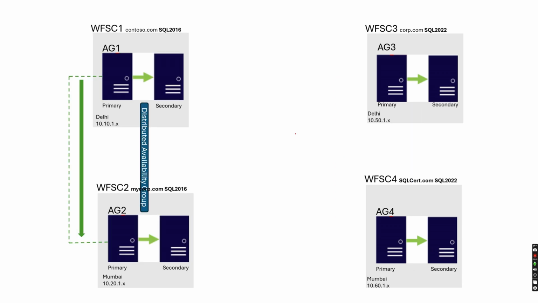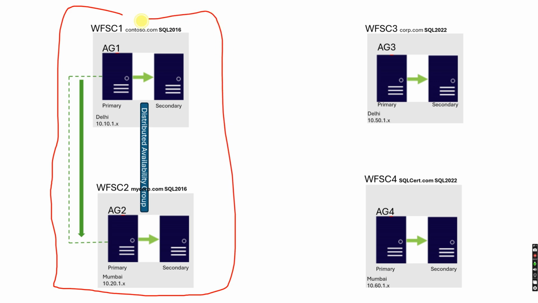So in the demo, this will be our environment on which we will be working. I have already configured a distributed availability group on 2016 servers. I have already created a video showing how to configure a distributed availability group in two different domains. So if you haven't watched that video, I would suggest you first watch that video and then come back to this one.